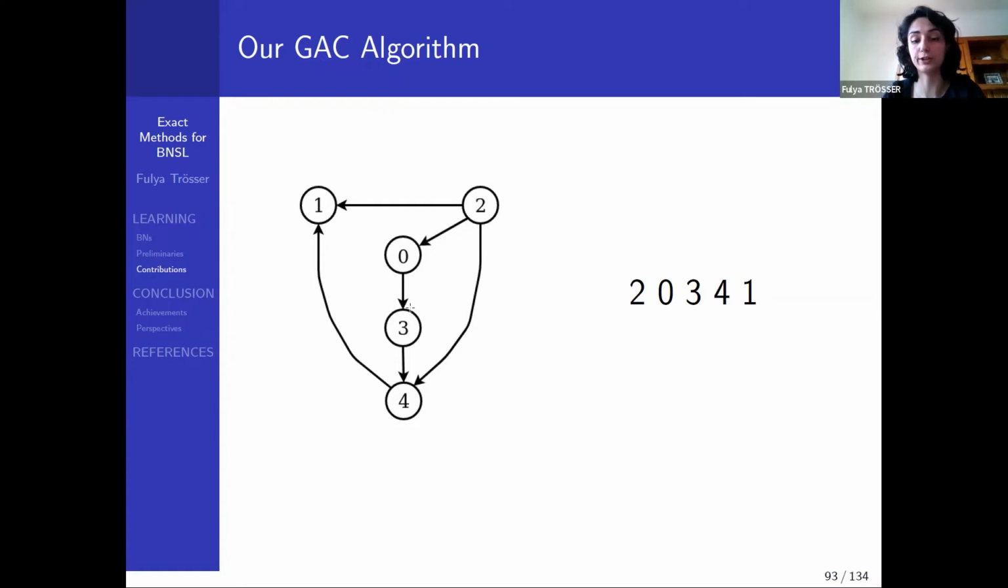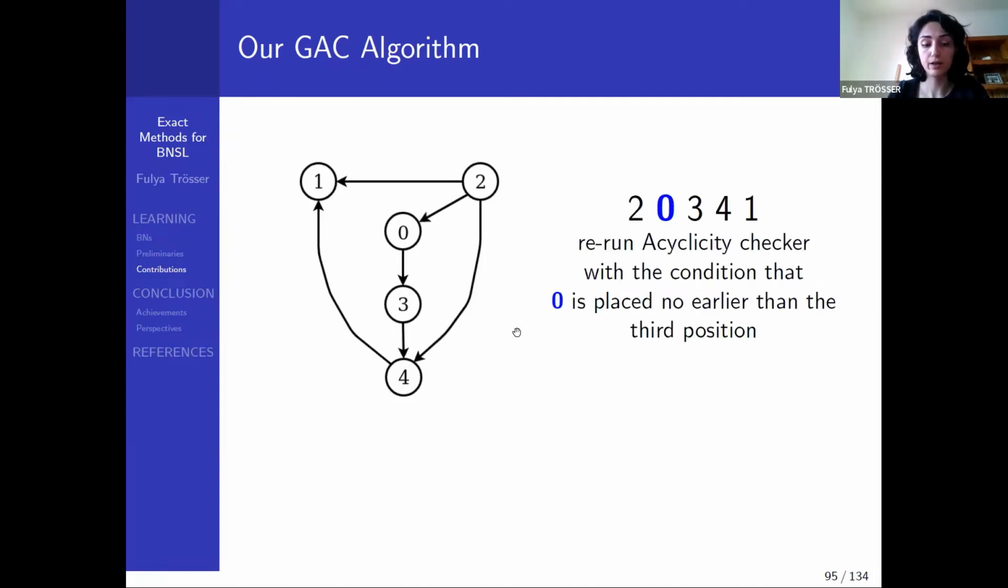So in our GAC algorithm, we focus on each variable one by one. Let's assume we first focus on variable 0. And it is currently at the second position. At this position, 0 can have either the empty set or 2 as its parent, and nothing else. So we run the acyclicity checker with the condition that 0 is placed no earlier than the third position to see if other variables can also come before it, so maybe they could also be one of its parents.